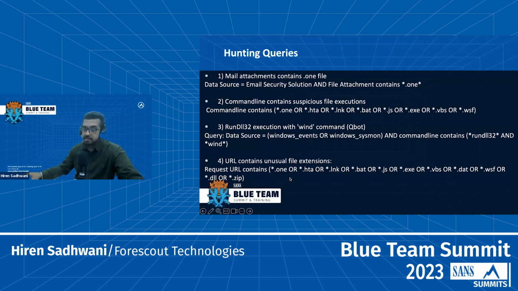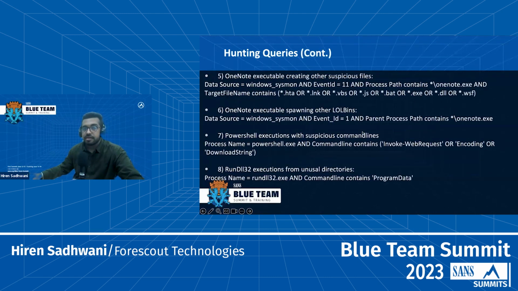The next is from the proxy logs, where you can search the request URL field for where the file was downloaded from. If any user gets an email and clicks on the malicious URL, you will find that in the proxy logs. And if any file is downloaded like a .one, .zip, or .dll file, you might get some interesting stuff.